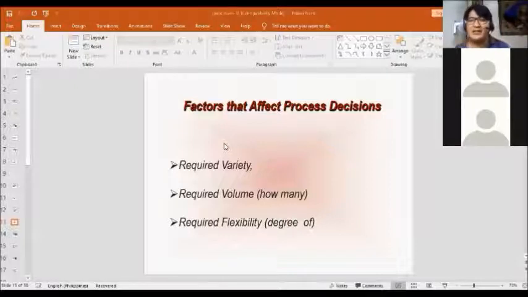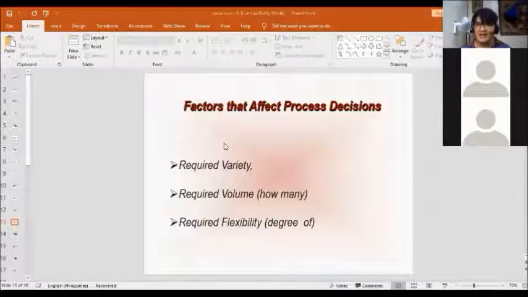Let's have an example. Maybe 23 years ago, let's say in the shampoo business, they only offered shampoo, and then something new was added: we now have the conditioner.